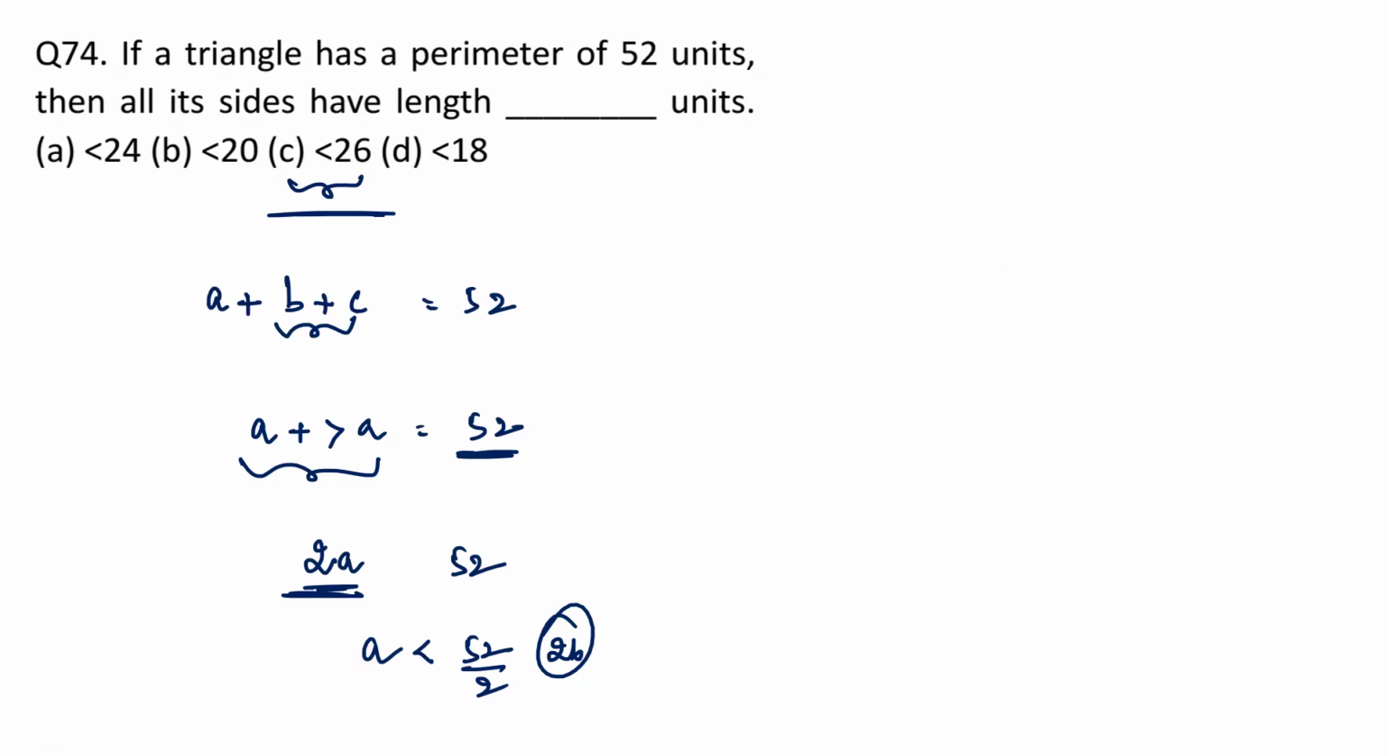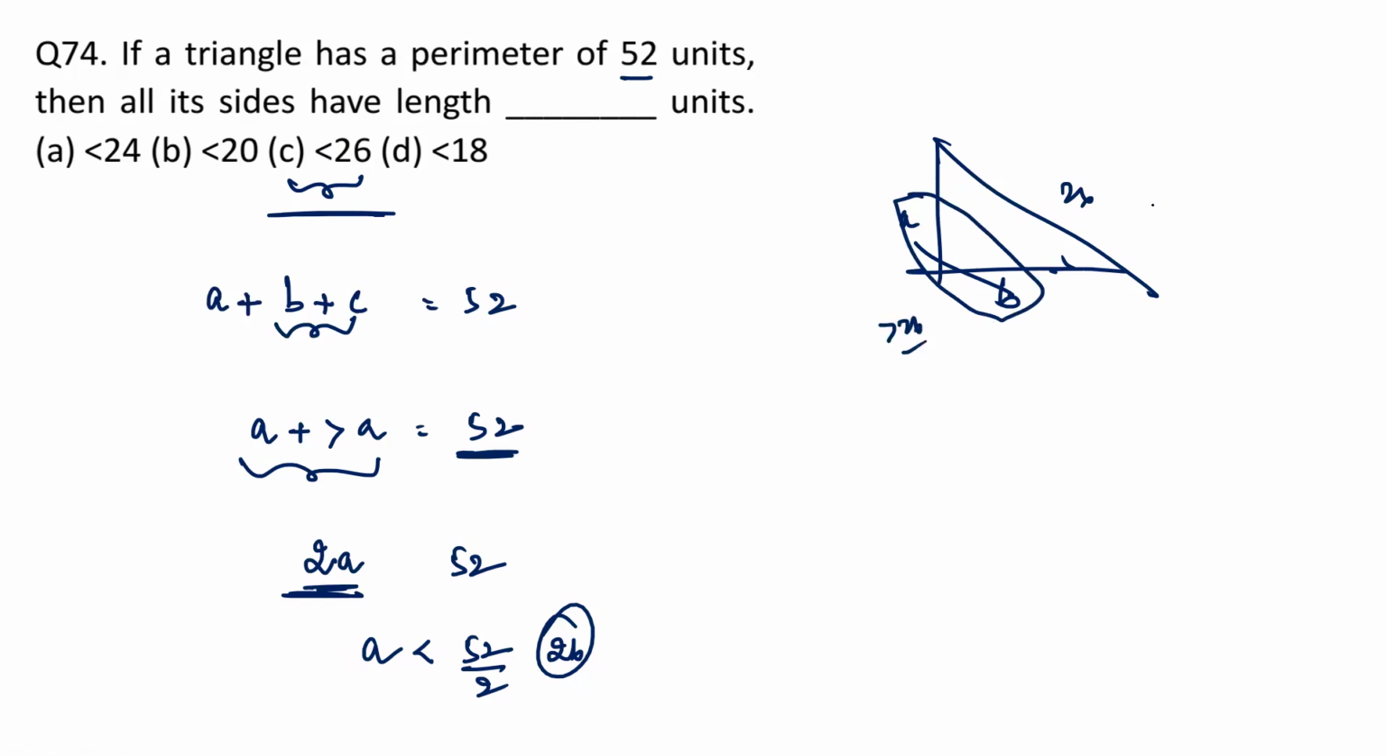So if you want to adjust this 52, it should be greater than 2A, which means 2A should be less than 52. Therefore, if 2A is less than 52, then A should be less than 26. Even if you distribute it, say 26 is the bigger side, A plus B should be minimum greater than 26. So 26 plus something greater than 26 will be greater than 52. So that is the reason no side can be 26. It should always be less than 26.